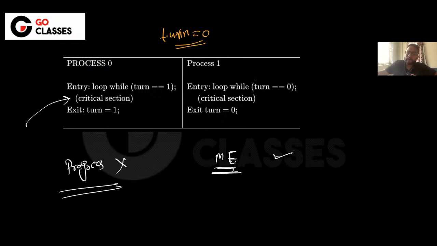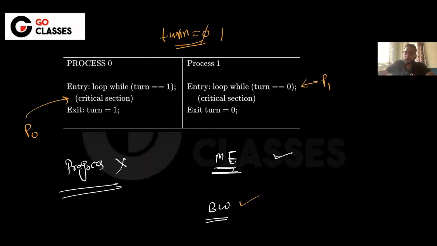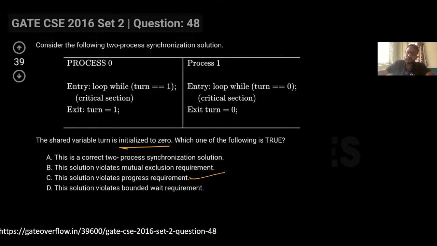What about bounded waiting? Bounded waiting is also very easy. How to check? Make one of the processes be in the critical section here, which means turn is initially 0, and this will be the critical section. Make P1 here, and now just check if this can go, which means it will make the turn 1 and then can re-enter. It cannot re-enter because turn is 1, it will get stuck. So that's why bounded waiting is also satisfied, right? So what is the answer? This solution violates the progress. Progress is not there, mutual exclusion and bounded waiting are there, right? So that's why C is the correct answer.